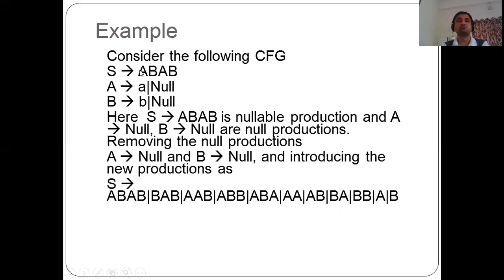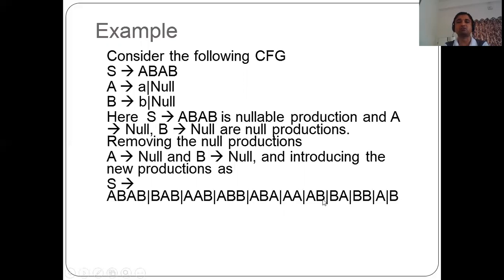Same way, we have to apply the same thing to all the strings we have derived so far. If we replace this A by null, we get BB, which is already present. If we replace this B by null, we get either AB or BA, which are also possibilities of these production rules. In this grammar, replacing A by null gives AB, or replacing B by null gives A, which we already derived.